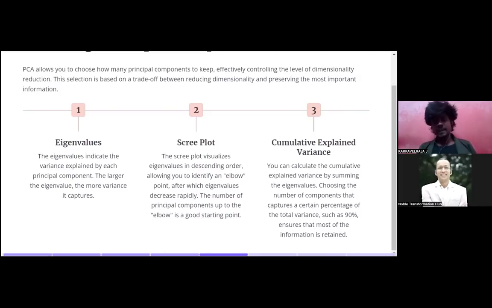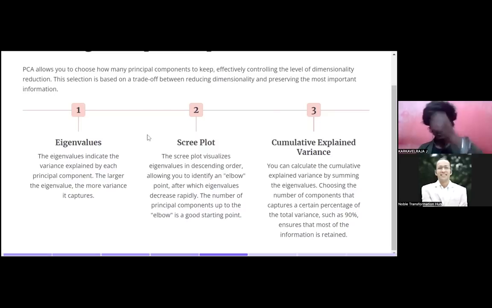Scree plot. The scree plot visualizes eigenvalues in descending order, allowing you to choose an elbow point after which eigenvalues decrease rapidly. The number of principal components up to the elbow is a good starting point. Once you get the eigenvalues, you plot them in descending order, and you will get an elbow kind of curve. You take the number of components from this elbow point. That is what the scree plot does. It plots the eigenvalues and picks the number of principal components based on this plot.